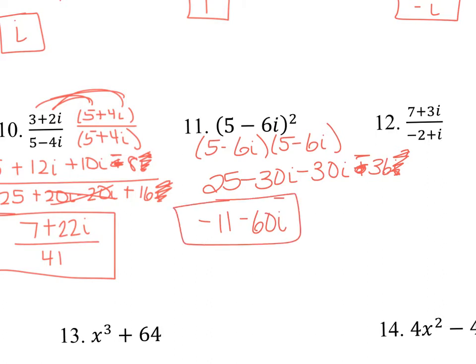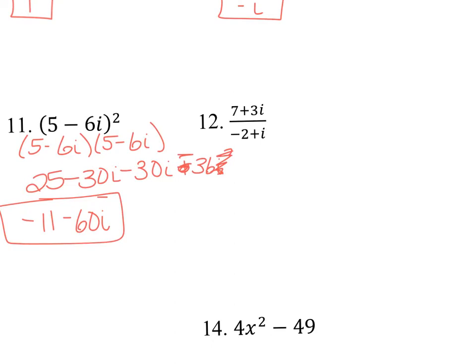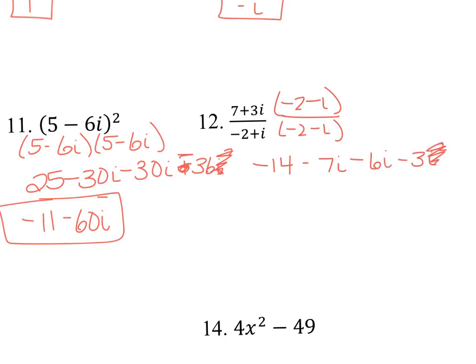If I look at number 12, again, I have to multiply by the conjugate, so it's going to be negative 2 minus i and negative 2 minus i. And now I just double distribute, so I have negative 14 minus 7i minus 6i minus 3i squared, which makes negative 1, which will make positive 3. All over 4 plus 2i minus 2i minus i squared, which just makes negative 1, so that's going to be positive 1. So now I'm going to clean all of this stuff up.